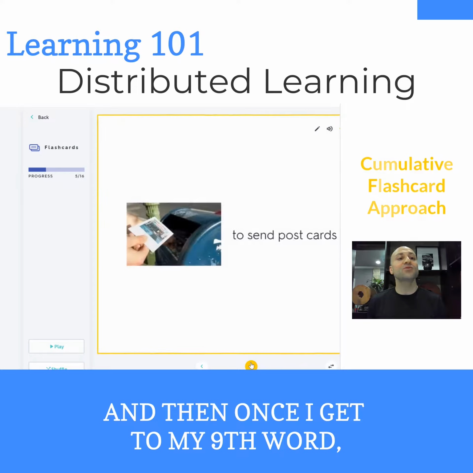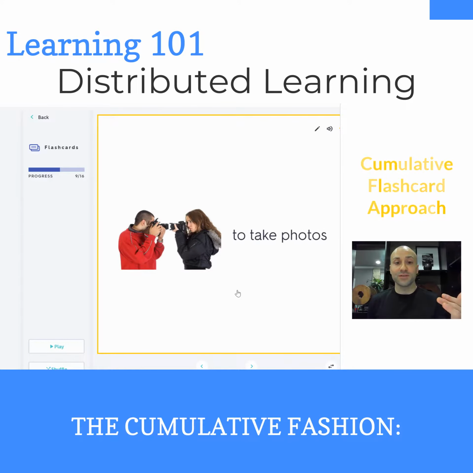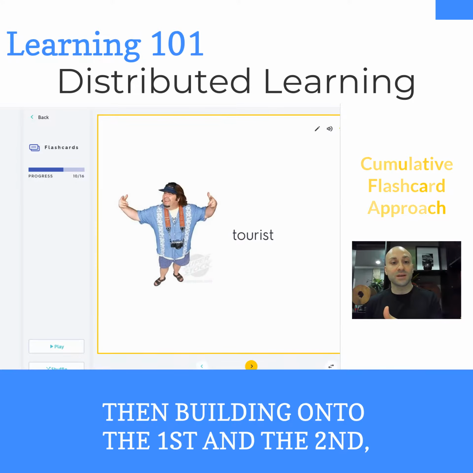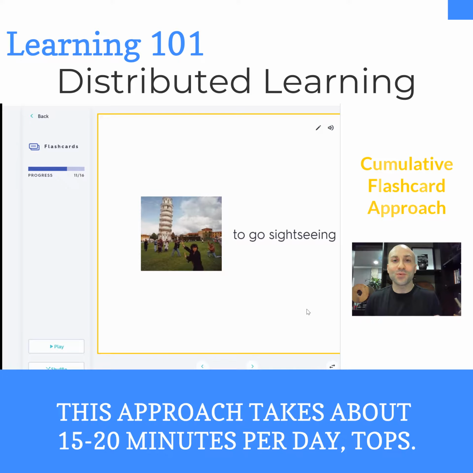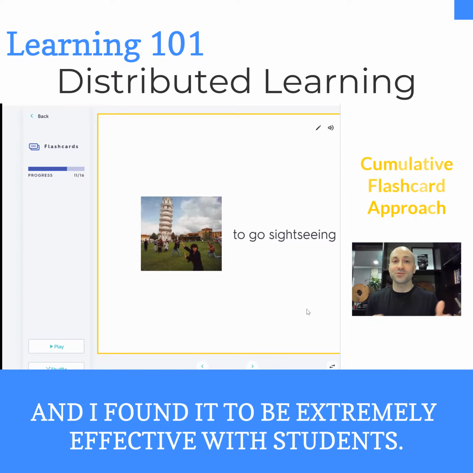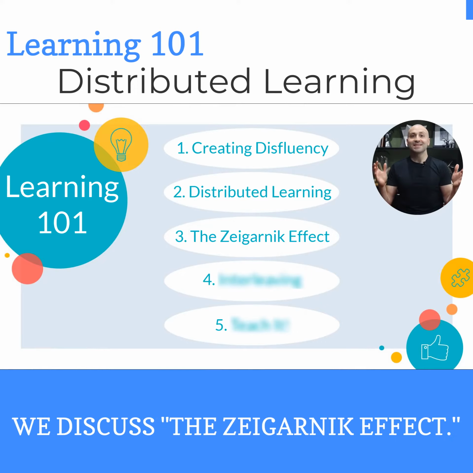And then once I get to my 9th word, which is gonna be the first word of the day, that's when I start doing the cumulative fashion. Doing this one, then building onto the first and the second, first, second, third, etc. This approach takes about 15 to 20 minutes per day tops, and I found it to be extremely effective with students. Be sure to check back in next week when we discuss the Dostrib effect.